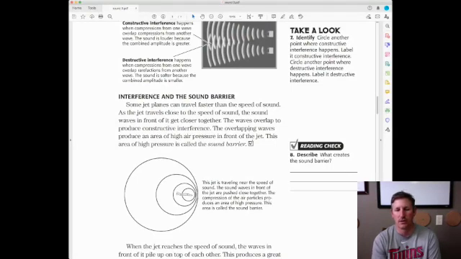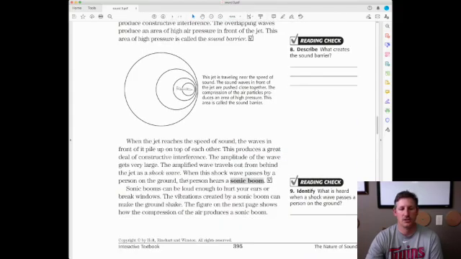Okay, so what creates the sound barrier? Well, it's the high pressure. The high pressure in front of the airplane creates the sound barrier. When the jet reaches the speed of sound, the waves in front of it pile up on top of each other. This produces a great deal of constructive interference. The amplitude of the wave gets very large. The amplified wave travels out from behind the jet as a shock wave. When the shock wave passes by a person on the ground, the person hears a sonic boom.